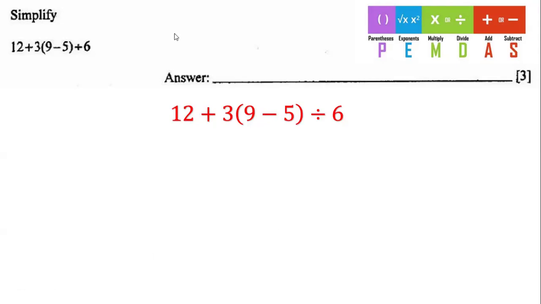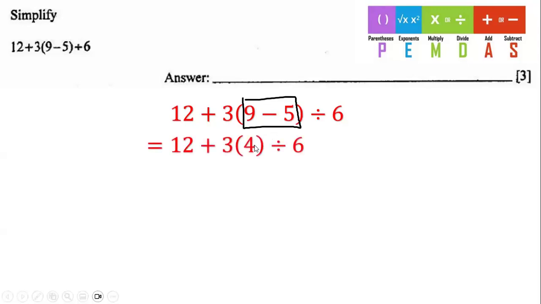All right. So what's the first thing we're gonna do here? You have to do the parentheses, which is 9 minus 5. What is 9 minus 5? 9 minus 5 is 4. Very good. So we have 3 multiplied by 4 divided by 6. Are we gonna multiply first or divide first? Multiply. Why do we multiply first? Because you go from the left, right? Very good.